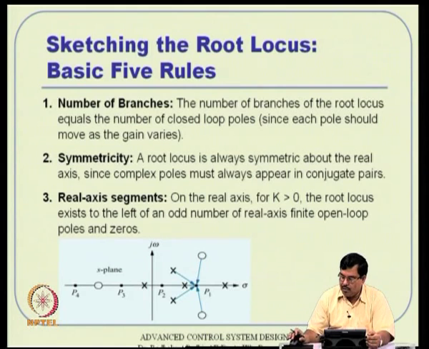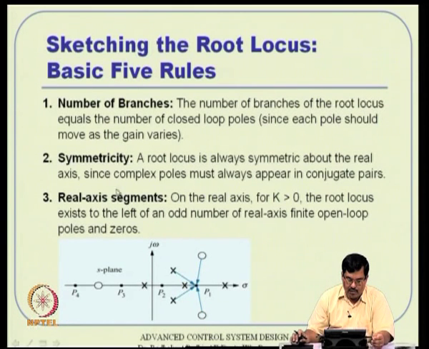If it is valid for a physical system, then the coefficients of the polynomials are always real, and in that class of polynomials, the roots must be conjugate pairs. Either it travels on the real axis, or it appears as conjugate pairs. So, obviously, the root locus is always symmetric about the real axis. That is also not difficult to see.